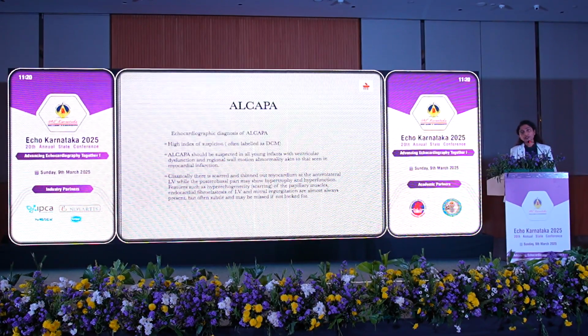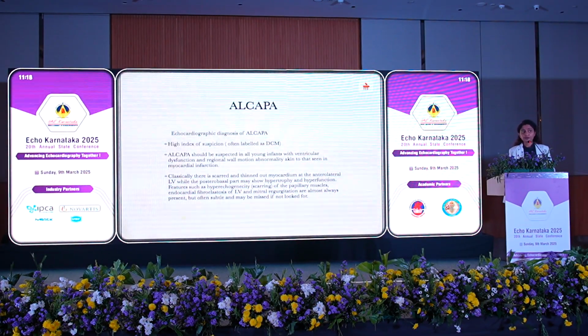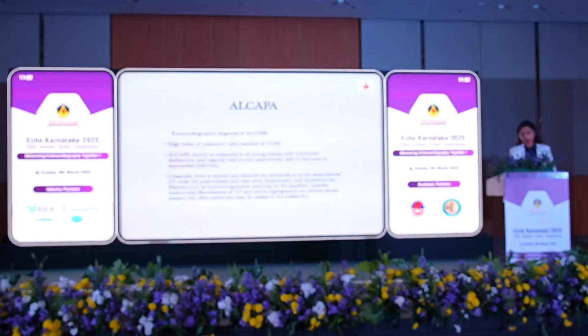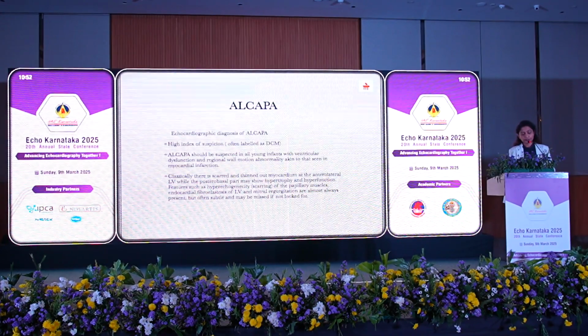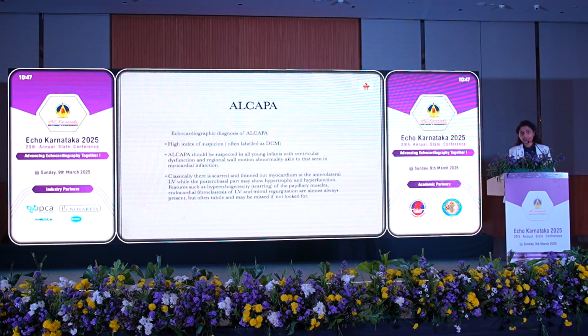It often takes a high index of suspicion to make a diagnosis of ALCAPA. Many of these infants are even now being followed up as dilated cardiomyopathies. So when in doubt, it's always better to do a coronary CT in these children who are being treated or followed up as dilated cardiomyopathy. Classically, we see scarred and thinned out myocardium at the anterolateral LV, while the posterobasal part may show hypertrophy and hyperfunction. Features such as hyperechogenicity of the papillary muscles, endocardial fibroelastosis, and MR are almost always present, and these are indirect evidences to say that this could be ALCAPA.